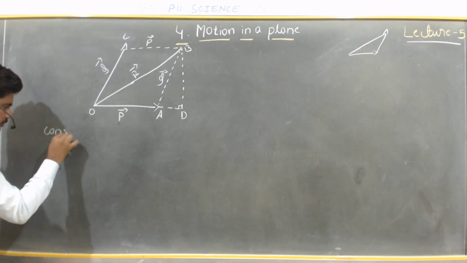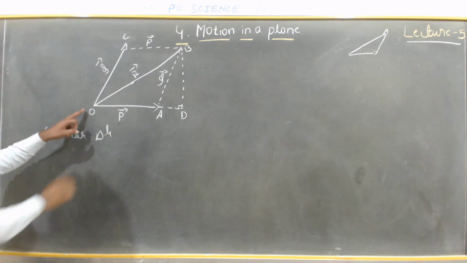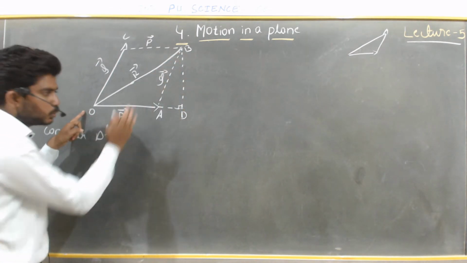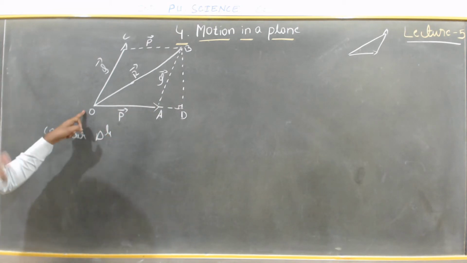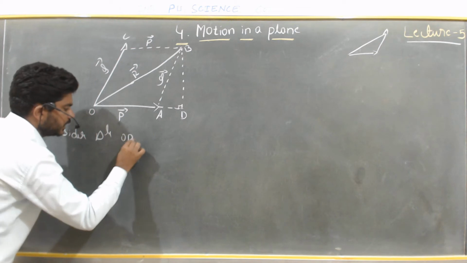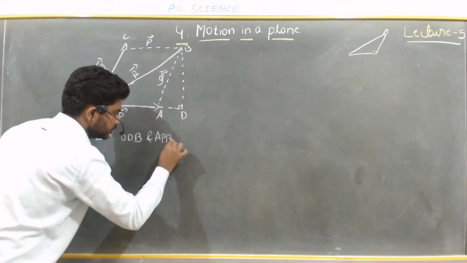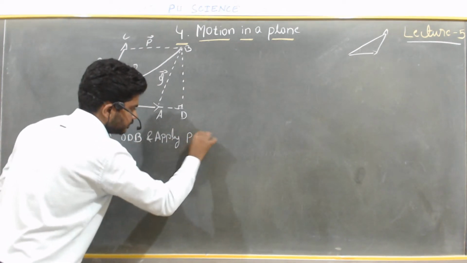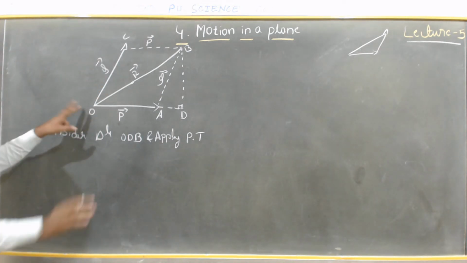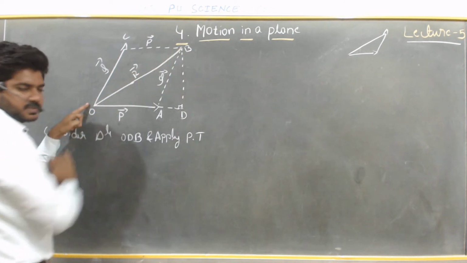Consider the triangle, which one? ODB. To this triangle we have to apply the Pythagoras theorem. Consider triangle ODB and apply which theorem? The Pythagoras theorem. We are not proving it. So what does the theorem say? Square of the hypotenuse.